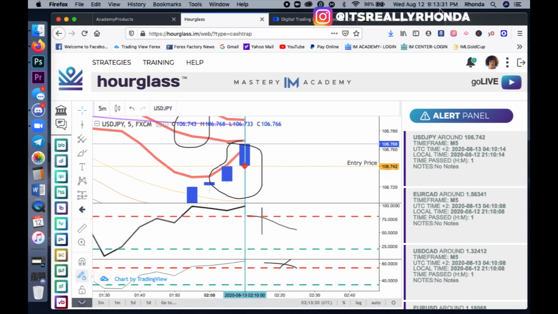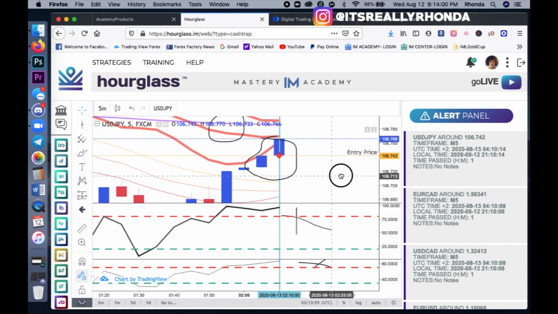If you look at the time here, 9:13 and 30 seconds, you can look at your timer on your computer to see when the next candle is going to be forming. Since this is a 5-minute time frame, we know that the next candle should be forming at 9:15. So we can wait a minute and a half for a new candle to form so we can see where it's going to open up for the trade. Okay, so that's what you want to do to utilize the Hourglass cash trap strategy for the entry.